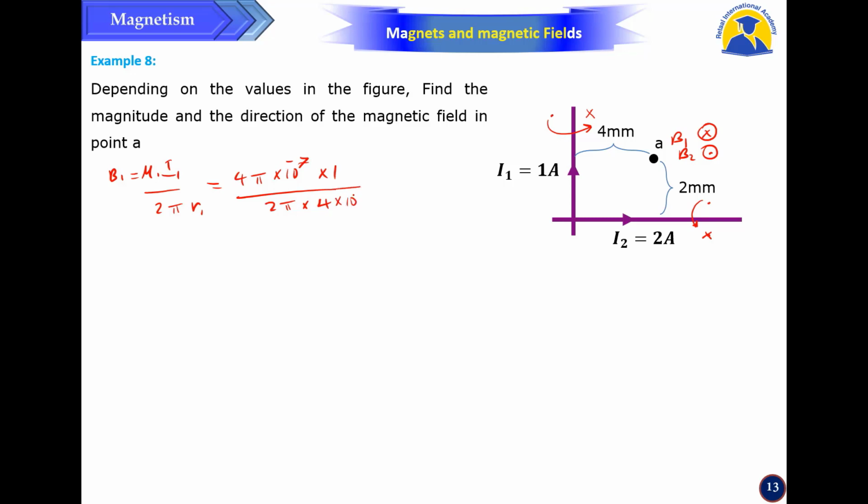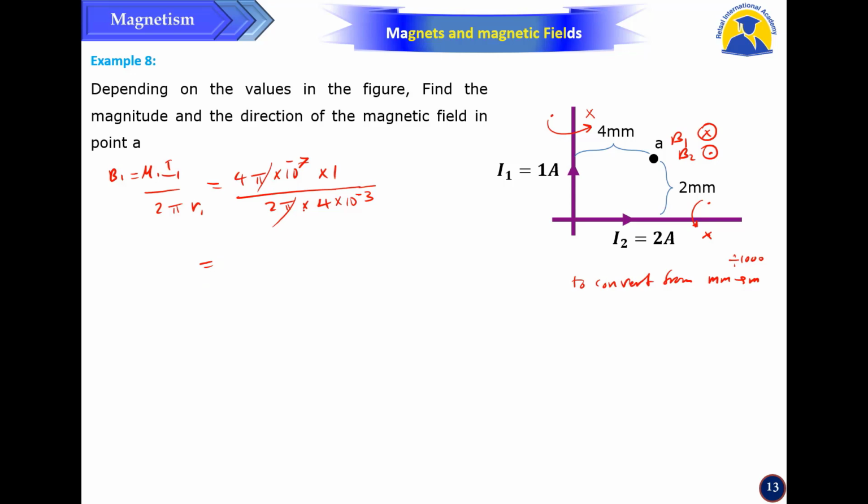Now to convert millimeter to meter, each 1 meter have 100 centimeter, and each 1 centimeter have 10 millimeter. So each 1 meter will have 1000 millimeter. So to convert from millimeter to meter, we divide by 1000. So 4 multiplied by 10 power minus 3.